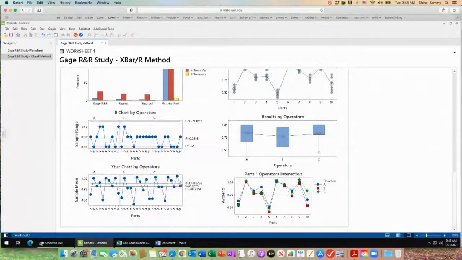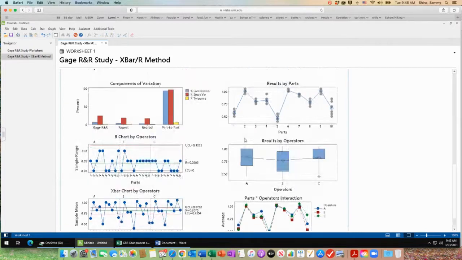Now, the X bar chart by operator is the operator average, and the operator average is 0.8075, which is the X bar average, the average for all those numbers. And then these are the control chart. That is not the control chart that we did in homework 5, because remember, that is 3 operators, and each point is the average of 2 measurements. So it's not exactly the same upper and lower control limits.